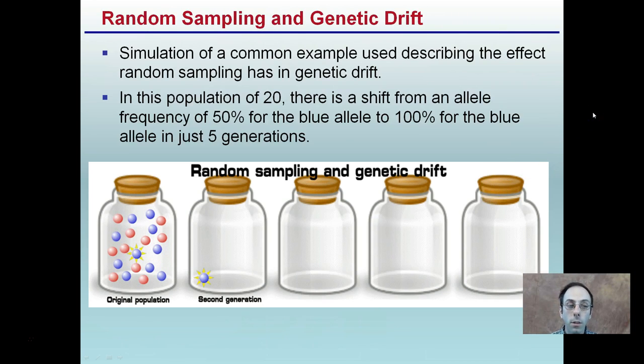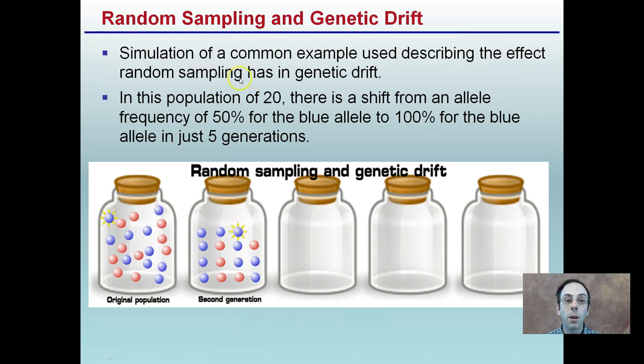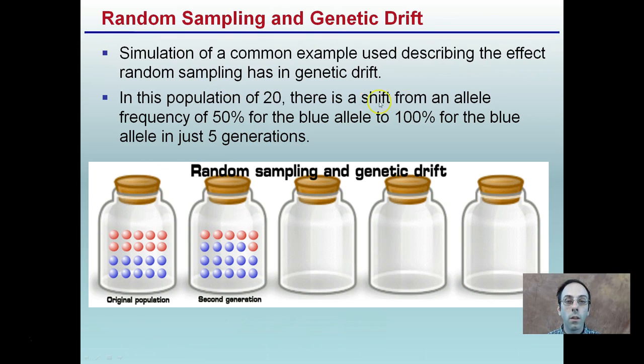Random sampling and genetic drift. We're going to watch a little animation here. It occurs over 5 generations. It's a simulation of a common example used to describe the effect of random sampling as genetic drift. In this population of 20, there's a shift from an allele frequency of 50% of the blue allele to 100% for the blue allele in just 5 generations.